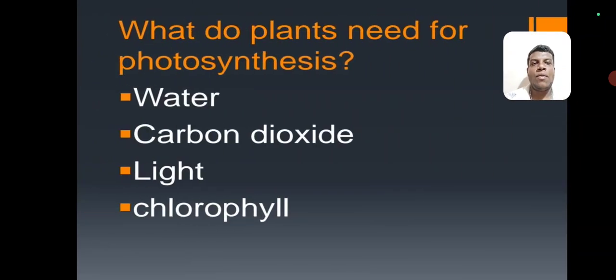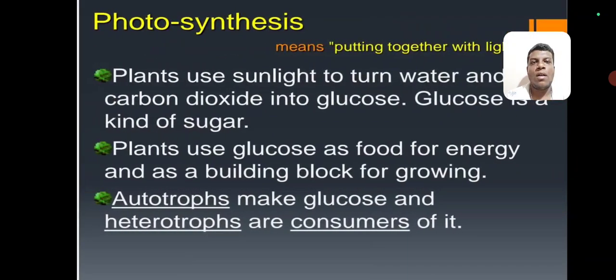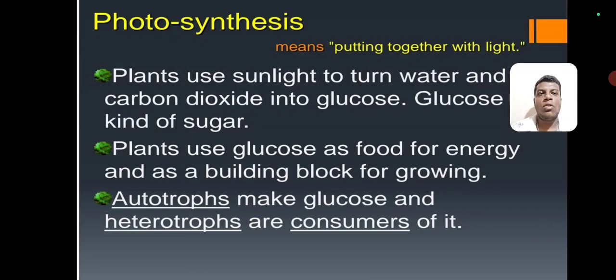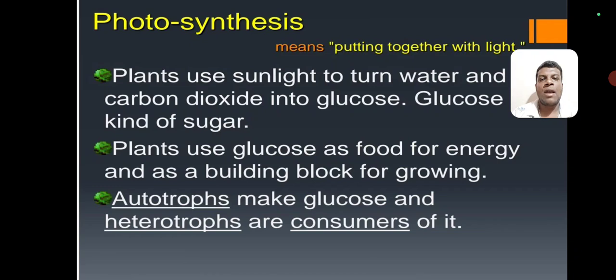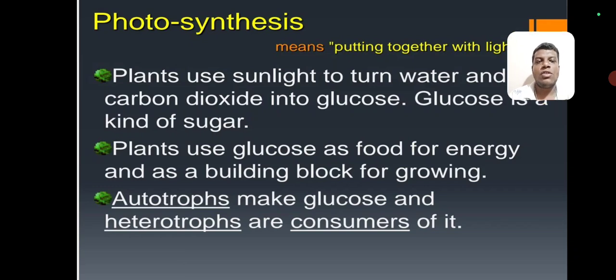What do plants need for photosynthesis? Water, carbon dioxide, light, chlorophyll. What is photosynthesis? Photosynthesis means putting together with light. Plants use sunlight to turn water and carbon dioxide into glucose, a kind of sugar. Plants use glucose as food for energy and as a building block for growing. Phototrophs make glucose and heterotrophs are consumers of it.